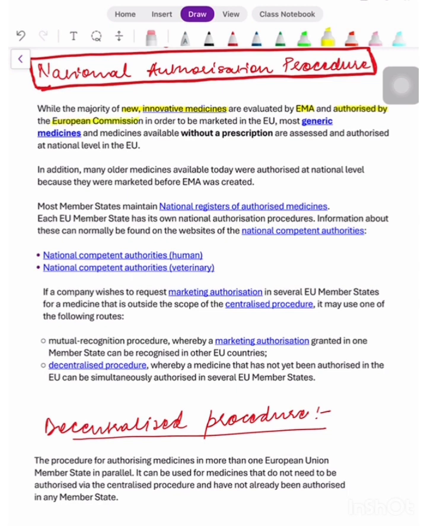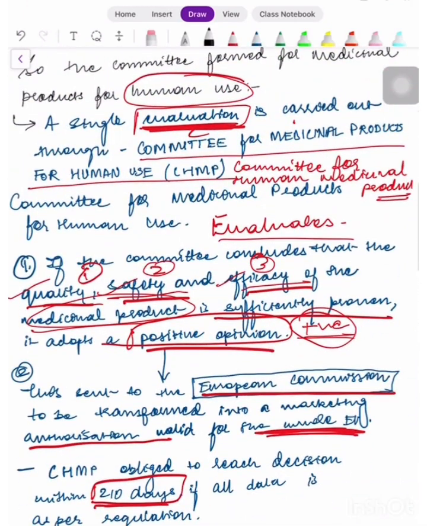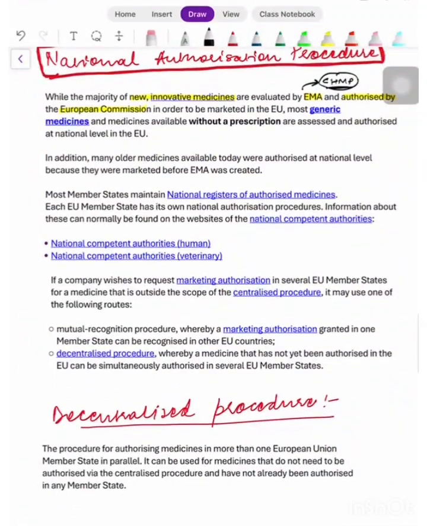Commission, as we studied, और EMA से भी कौन करेगा? कमेटी CHMP, Committee for Medicinal Products for Human Use. So they are evaluated by EMA and authorized होता है यूरोपियन कमीशन के द्वारा in order to market in EU, that is European Union.